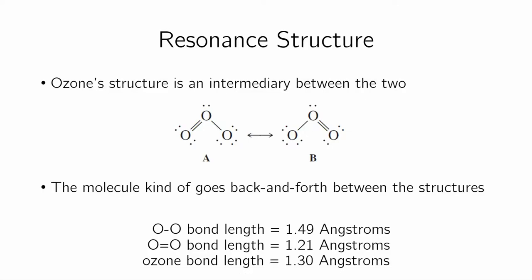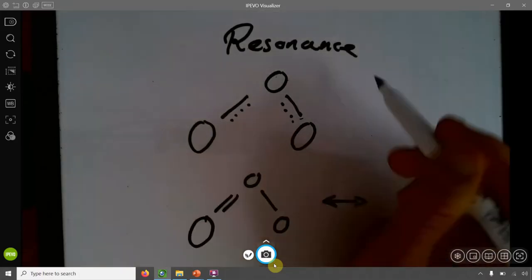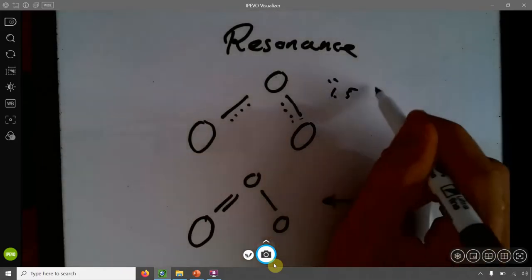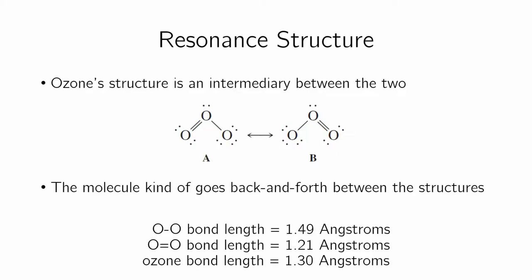To show you, the bond length of ozone is larger than the bond length of a double bond, and it's smaller than that of a single bond. See, somewhere in the middle. So it goes to show you that this thing I drew here is sort of like a 1.5 bond. That is not a thing, but think about it like that. Okay, that's a resonance structure.